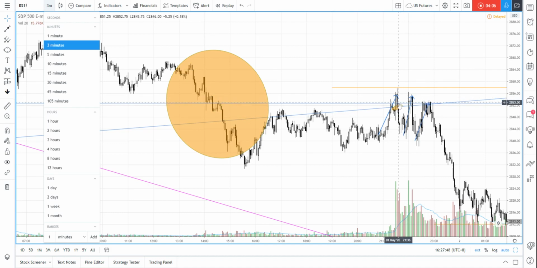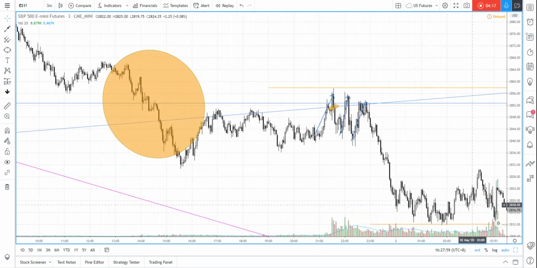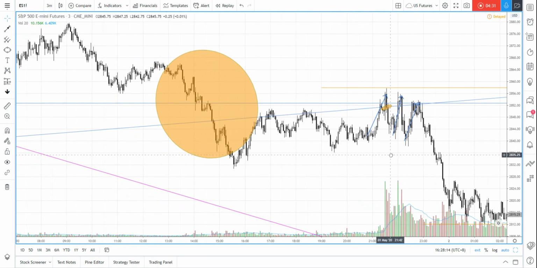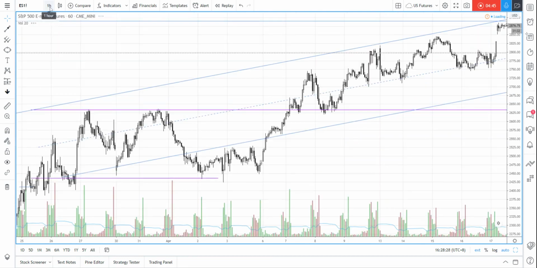You can short it right after the first test rejected here, or even the second test, and you can hold it down to the end of the session, which is somewhere around 2813. Even if you trail it using a trail stop, then you probably get stopped out around this area, 2820, 2825. So this is quite a classical case study where the price shows the inability to actually rally up from this danger zone. Alright, so back to today's chart.